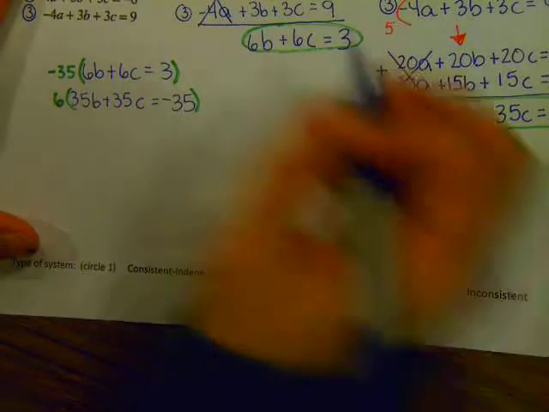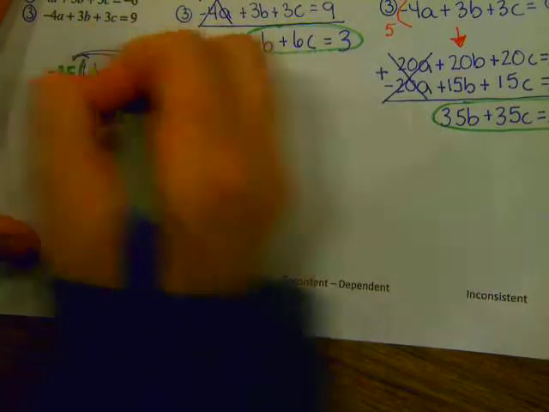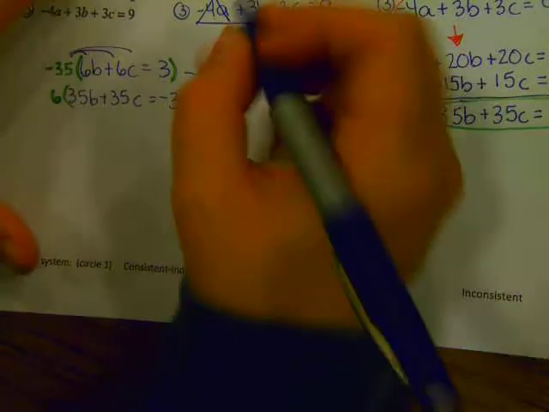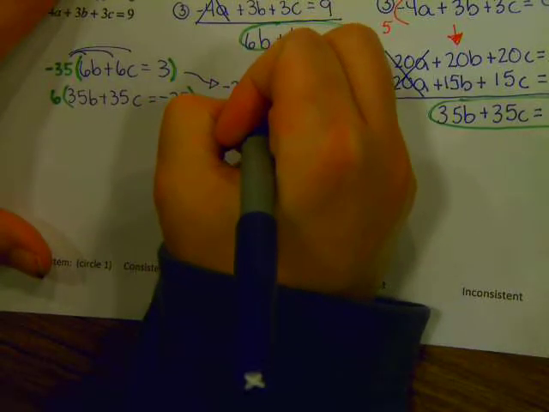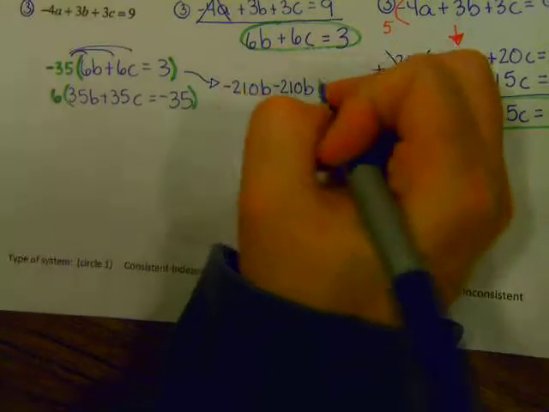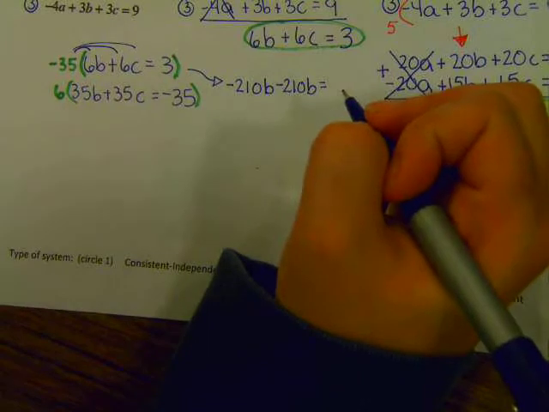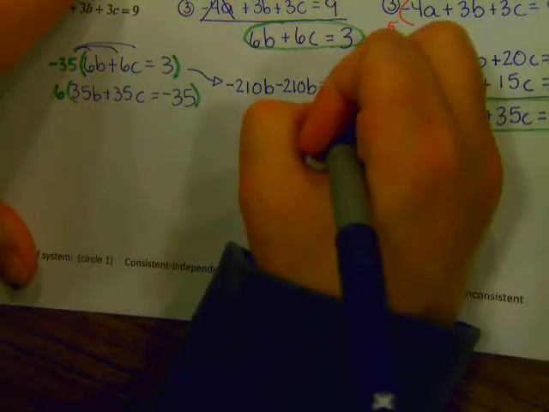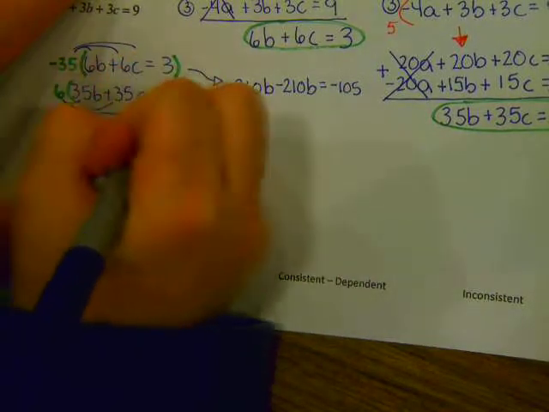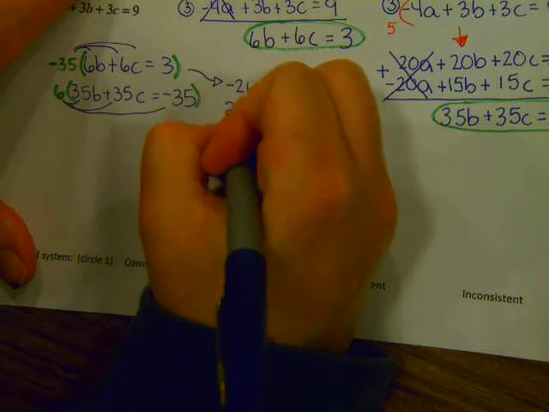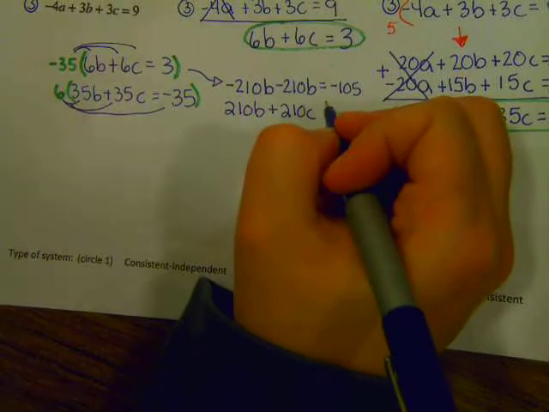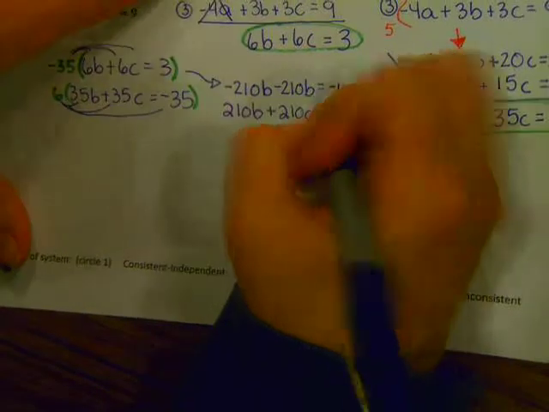So let's see, if I were to do the top and multiply the entire top by negative 35, okay, so negative 35 times 6 is negative 210B, and then another negative 210B, and then equals 3 times negative 35, negative 105. Here, distributive property again, well, you can see that'll be a positive 210B and a positive 210C, and 6 times negative 35, and a negative 210.